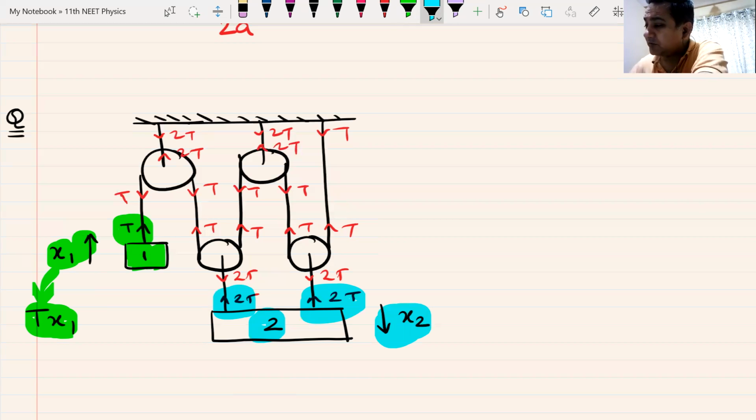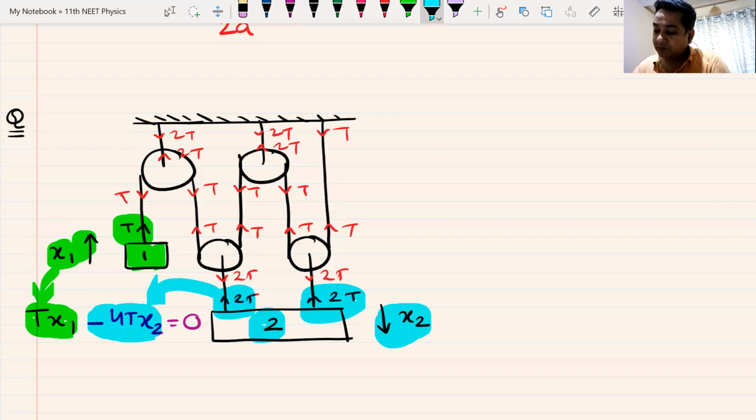X2 is downwards. Upwards, downwards, so minus 4T into X2 is equal to 0. This has come from the blue equation. That is my constant relation.